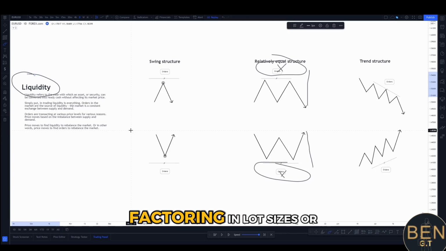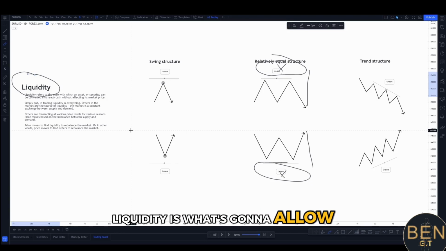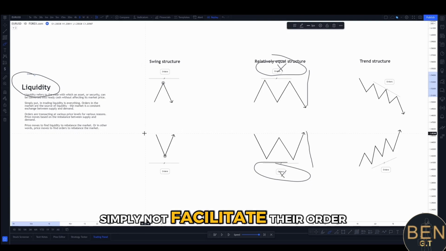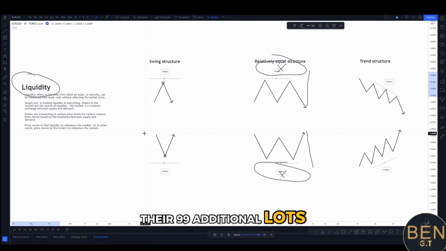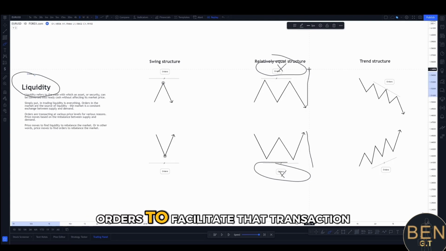Now, of course, when you start factoring in lot sizes or units, this is where the fun begins, because I might be buying one lot of currency, someone might be selling 100 lots. So I've been able to buy one lot of currency from this 100 lot sell. They still need to fill their 99 lots. Liquidity is what's going to allow that to happen. But if that person can simply not facilitate their order, their 99 additional lots, that's where price is going to, you bet it, going to seek liquidity. It's going to rebalance price. It's going to find more orders to facilitate that transaction. That is all price is doing.